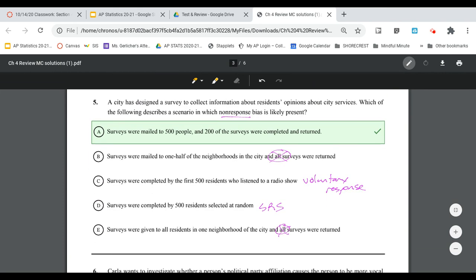Okay, 5. So we're looking for non-response bias. So it's A, because 300 of the surveys were not returned. 300 people chose to not respond to the survey. In B and in E, the fact that they said all surveys were returned means there's no non-response there. C is referring to voluntary response because it's people who were choosing to listen to the radio show. And D is just a straight up SRS, 500 random people.